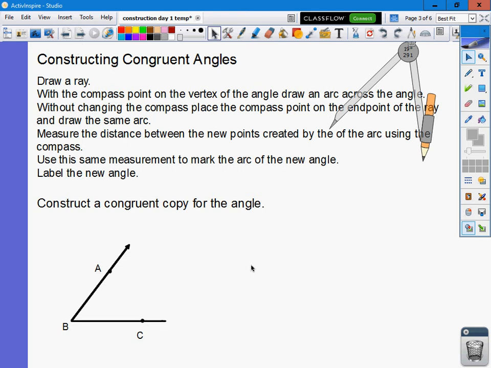Yes, question? Does it matter where you place the new one? No. Makes no difference. Now we're going to talk about constructing congruent angles.